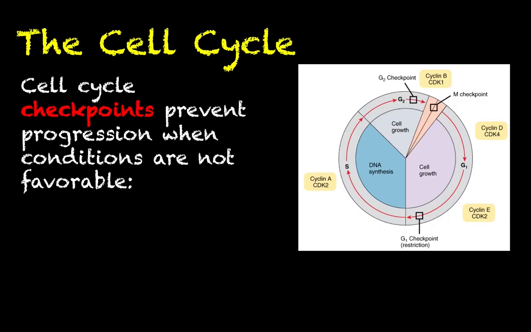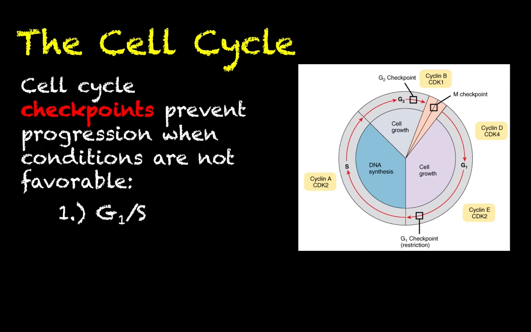Okay, so let's talk a little bit more about cell cycle regulation. The cell cycle includes a number of guardrails to make sure that cells only go through the cell cycle when conditions absolutely call for it. To this end, these guardrails include a number of checkpoints that prevent or even inhibit progression when conditions are not favorable for a cell going through this.